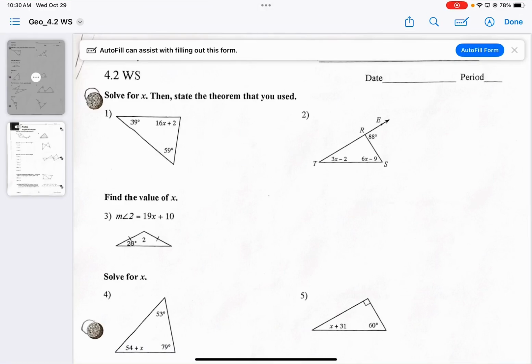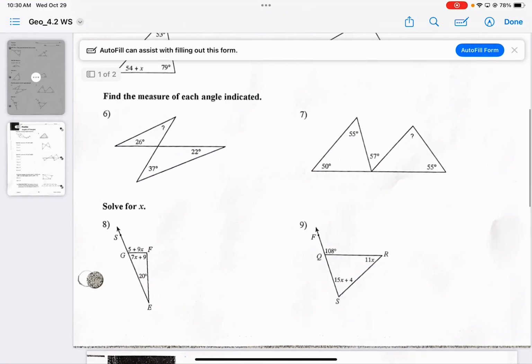Here we go. Let's talk about number 6. Oh, Kyle put number 6 up. Okay, here we go. All right, so Kyle's to the left here. We need to solve for the question mark that is up here in the corner.